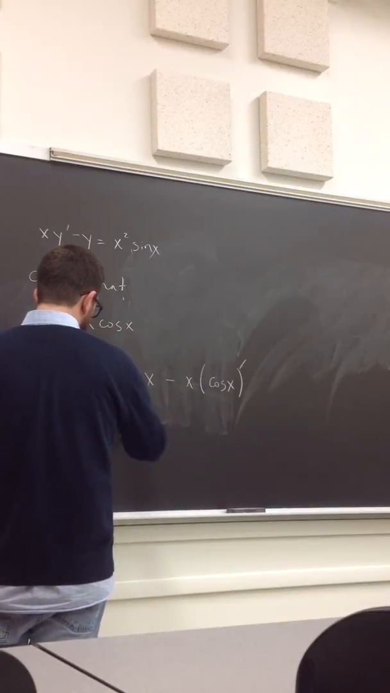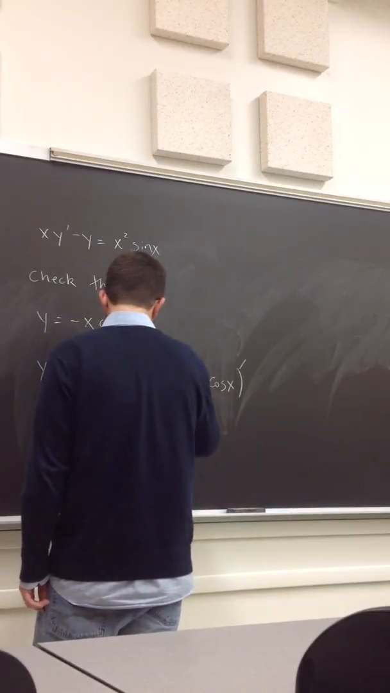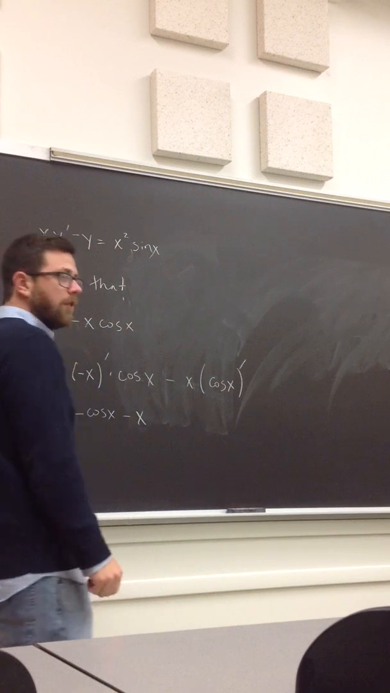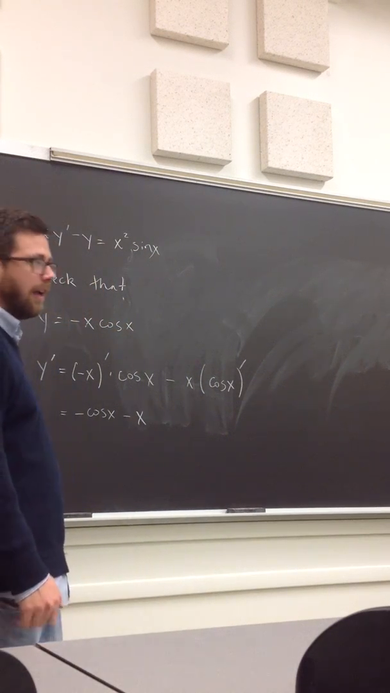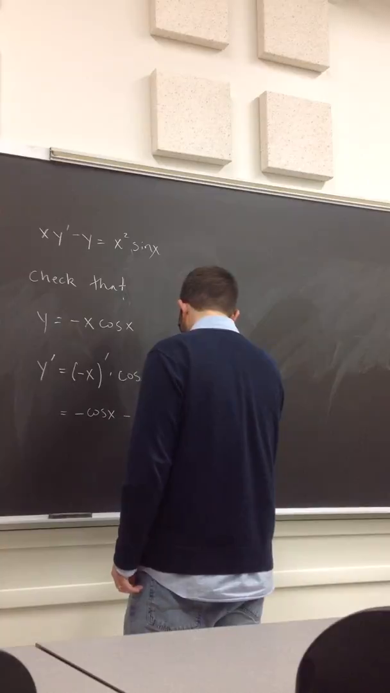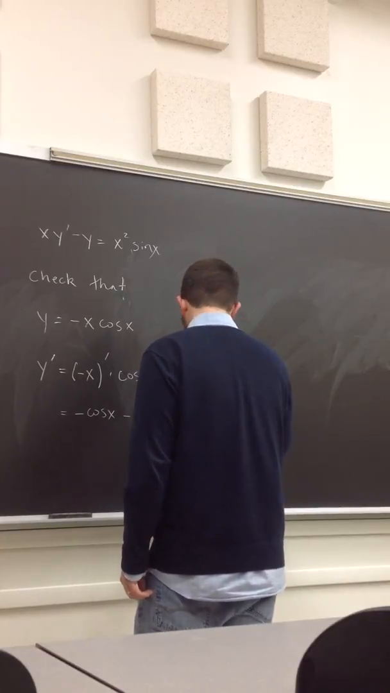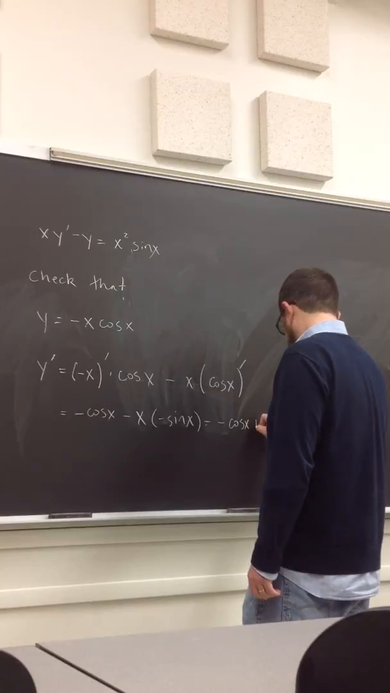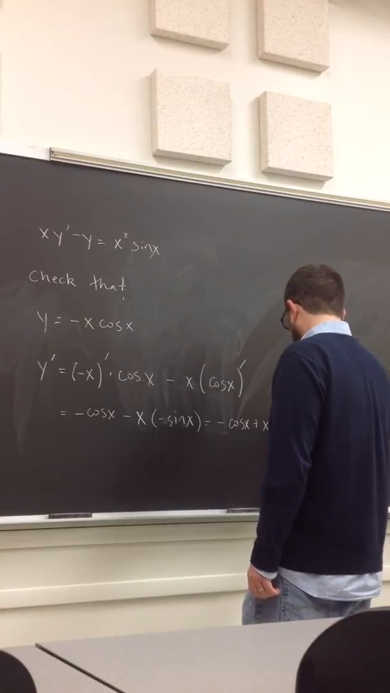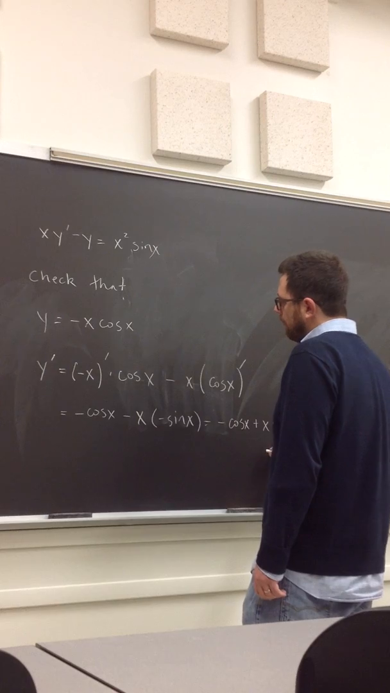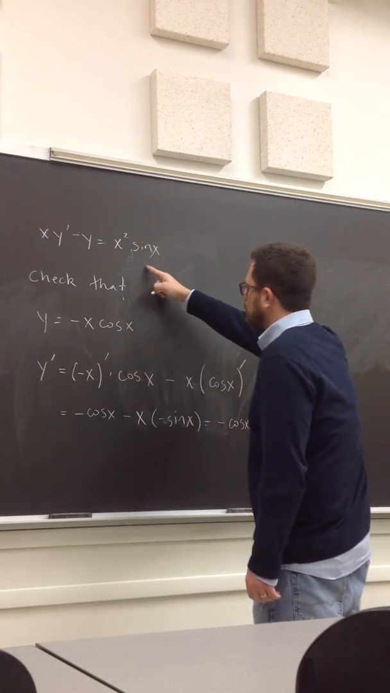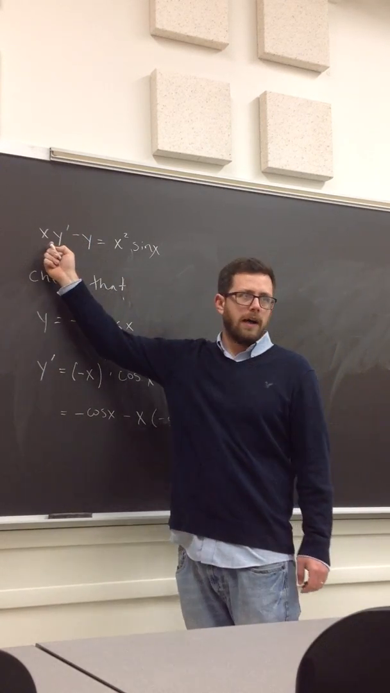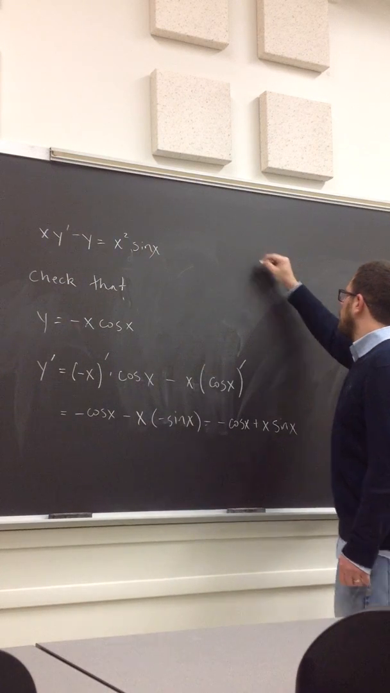minus x times the derivative of cosine. What's the derivative of cosine? Negative sine. So it's negative cosine x plus x sine x. Now we're prepared to substitute. Substitute for every expression of y, including its derivatives.